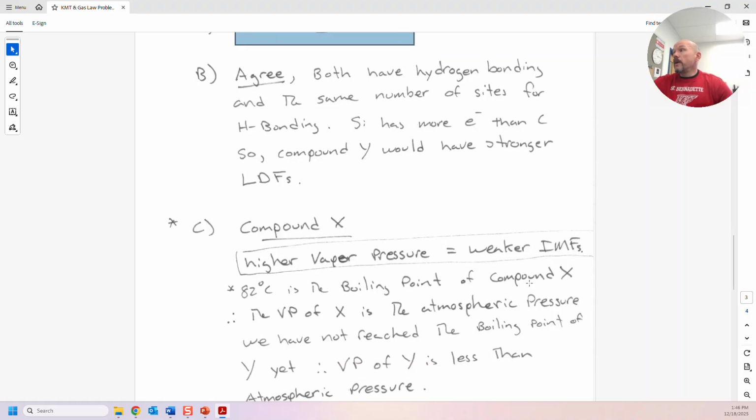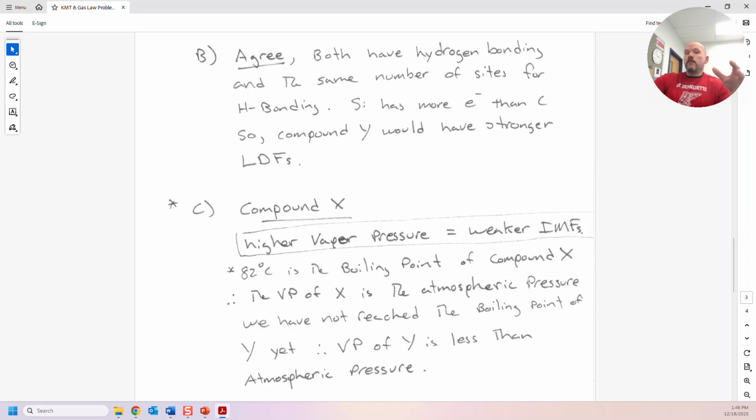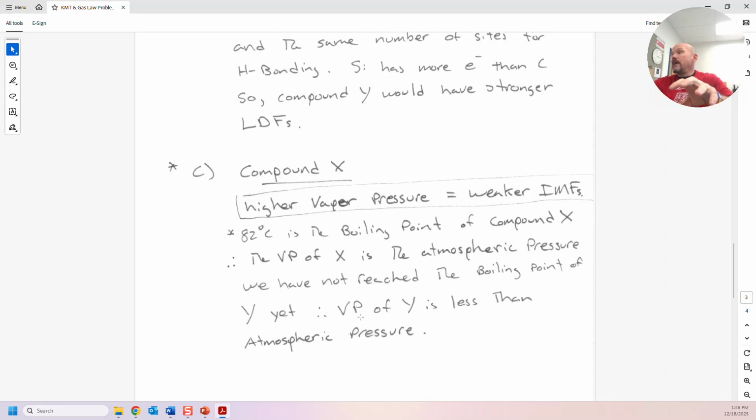forces. But if you want to take a step further, if we really remember what the definition of boiling is, the boiling point is reached when vapor pressure equals the atmospheric pressure. So if you recall, we heated it up to 82 degrees Celsius, which was the boiling point of compound X. So we know that compound X's vapor pressure at 82 degrees Celsius is the atmospheric pressure. But since we haven't heated compound Y up to its boiling point yet, we know its vapor pressure is less than the atmospheric pressure.